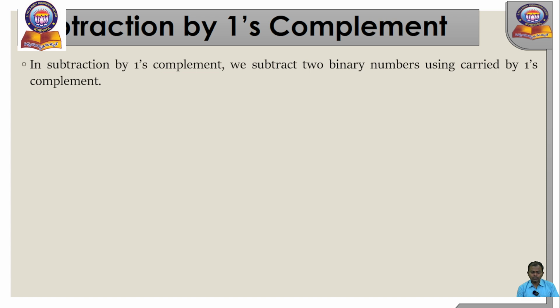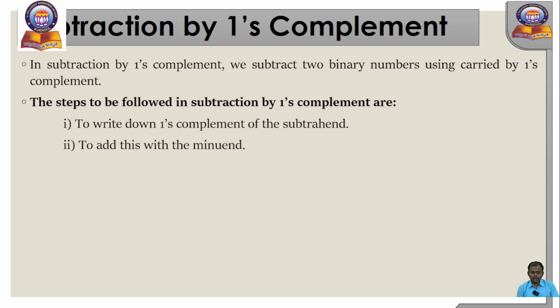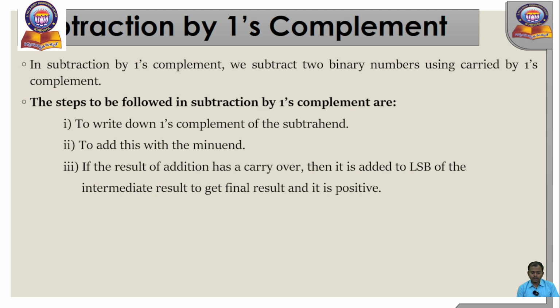In subtraction by 1's complement, we subtract two binary numbers using carry by 1's complement. The steps to be followed are: first write down the 1's complement of the subtrahend, then add this to the minuend. If the result of the addition has a carryover, then it is added to the LSB of the intermediate result to get the final result, and the result is positive.